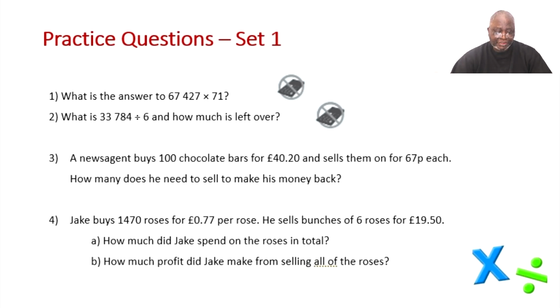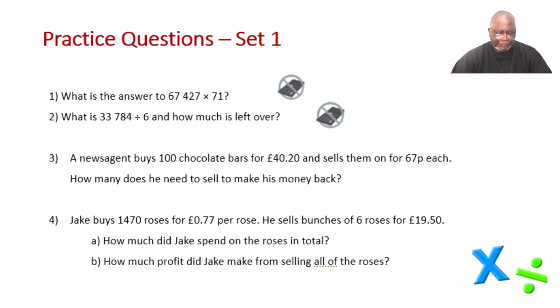3. A newsagent buys 100 chocolate bars for £40 20p and sells them on for 67p each. How many does he need to sell to make his money back? Remember, question 3 is not about how much money he will make, but how many chocolates he will need to sell. So there's a little twist there. Be careful.